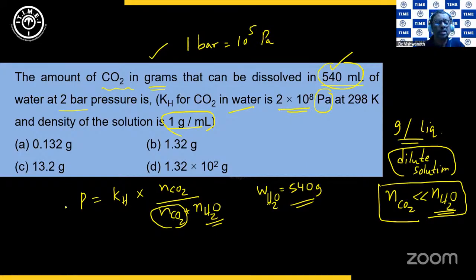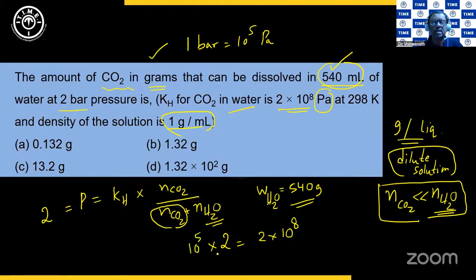How much is this pressure? The pressure is 2 bar. I'll put this bar as it is there. So let us put the numericals here. 2 bar equals KH. What is KH? 2 into 10 power 8 pascals. Or I can also convert this bar into pascals. I think that will be better.